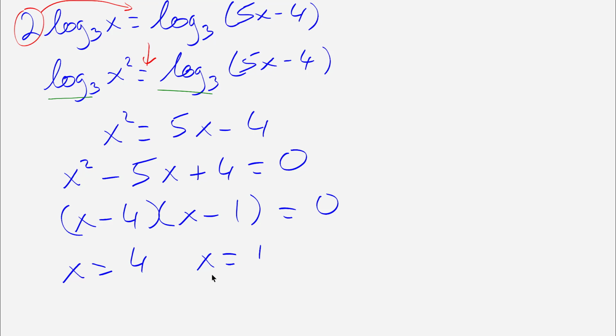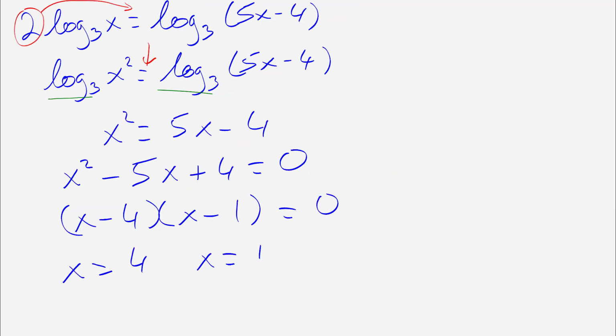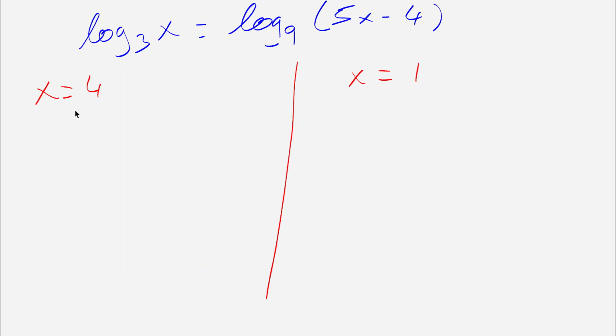So we're pretty much finished, but don't forget we have to check our solutions in a logarithmic equation. So we had this equation here, log to the base 3 of x equals log to the base 9 of 5x minus 4. And we had our solutions, x equals 4 and x equals 1. So we're going to check each of these solutions, x equal to 4 and x equal to 1, to make sure we're not getting the log of a negative.